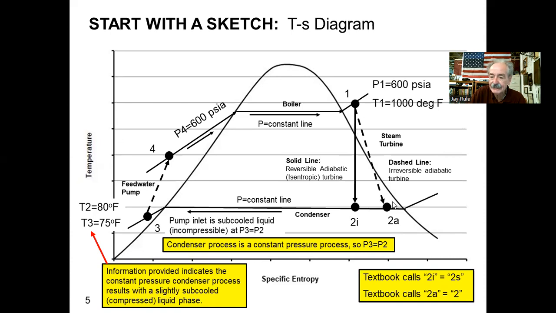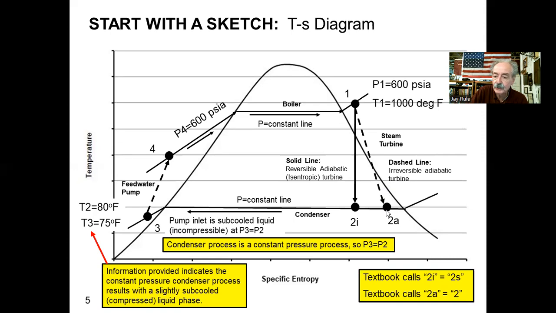This is going to be the actual outlet state of our turbine. And I show it as a dashed line because that means it's adiabatic but irreversible. Solid line, adiabatic and reversible. Dashed line, adiabatic and irreversible. I've made that note on my sketch for you to go back and study as you need it. Okay, so here is our turbine outlet condition.